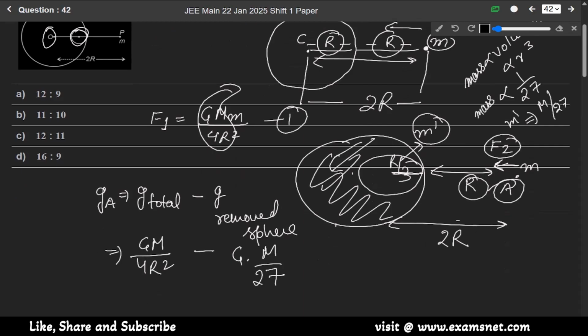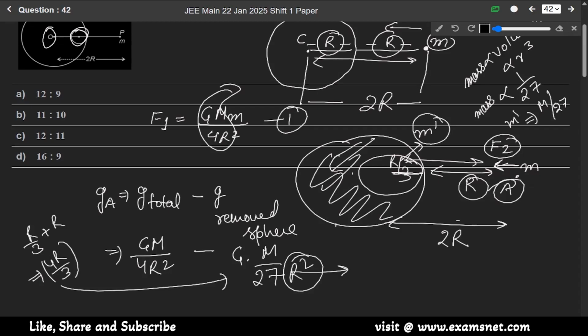R square means r by 3. Total distance is r by 3 plus this r. So it will be r by 3 plus r. So it will be 4r by 3. Its whole square, r square, na? So this r square will become 16r square over 9.